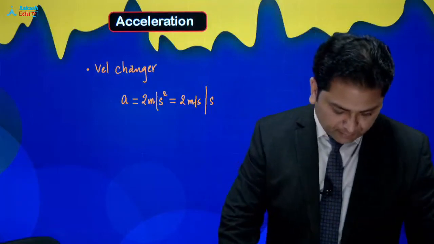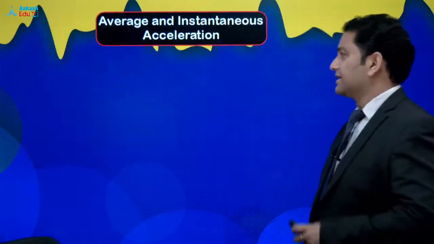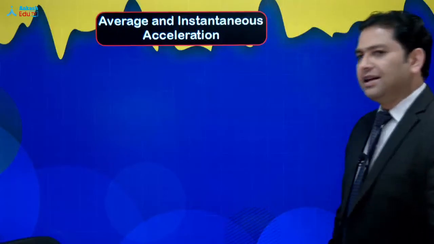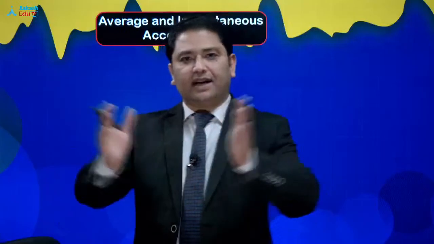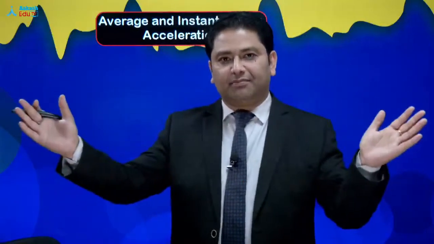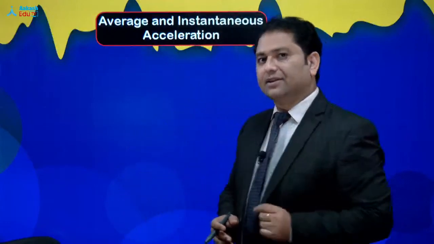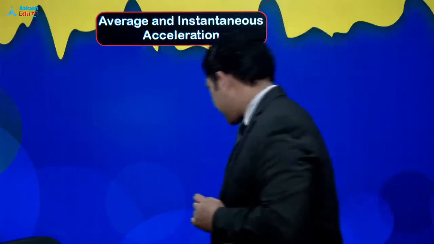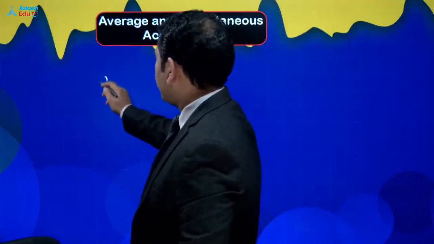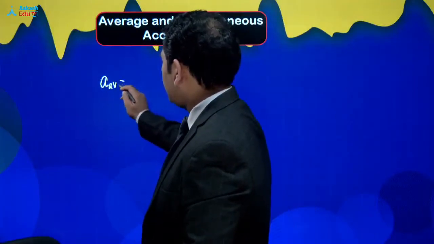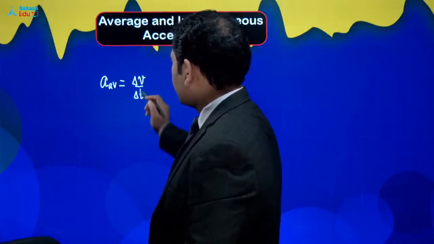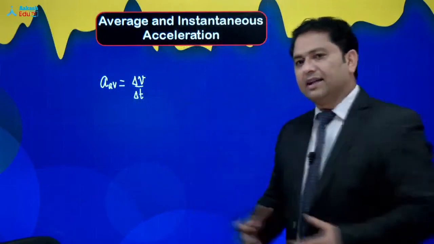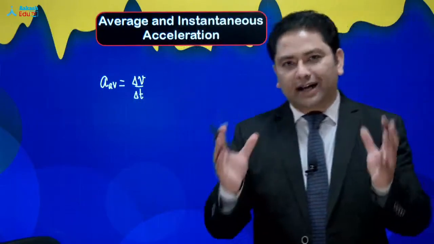Okay. So to do that, here is the case. By the name itself, average का मतलब है which is defined in an interval of time, or instantaneous is defined at 1 instant of time. So average acceleration we define in this way. Average acceleration is delta v by delta t, because the motion is in one dimension.